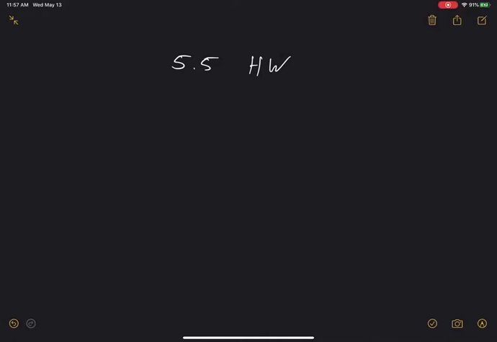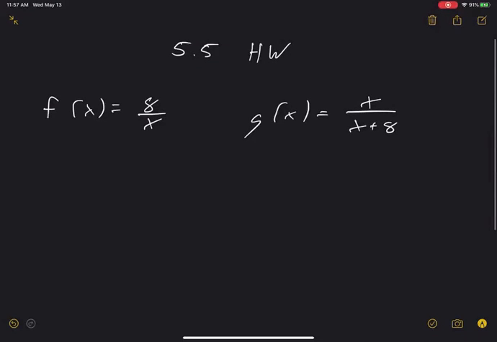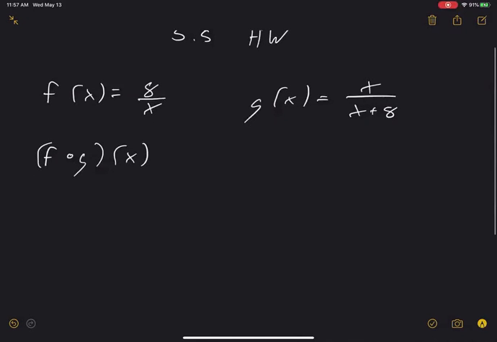I'll tell you the problems in front of me, and you probably have something similar on your homework. We're given f of x equals 8 over x, g of x equals x over x plus 8. And then we got to deal with composition of functions. We got to find f of g of x. Remember, this open circle is not multiplication, that's composition.